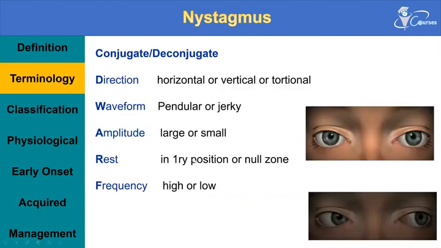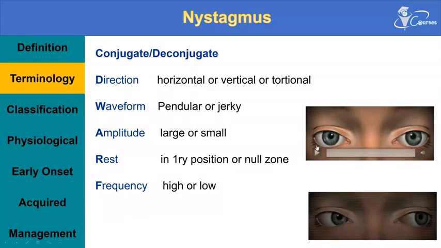And then we have the rest position. The rest is the direction of movement which will cause the nystagmus to lessen, to dampen, or to be minimal. Is it the primary position or a null zone? What is meant by null zone? It is the zone where the nystagmus movement is the least. So if the patient has the least nystagmus when he looks to the right, we say that the null zone is to the right. Okay, so this is the rest.